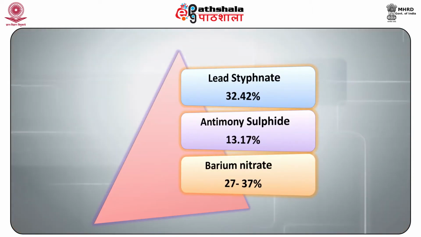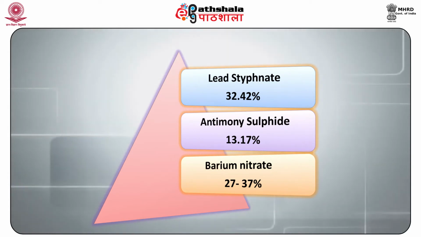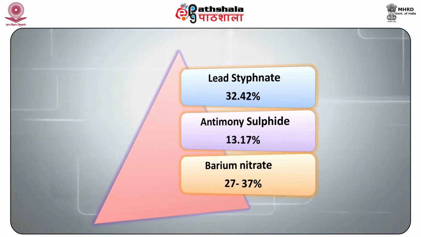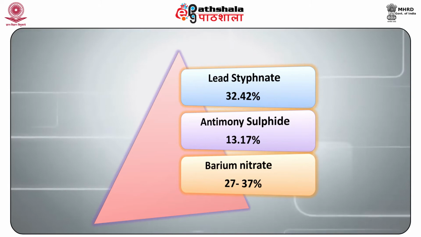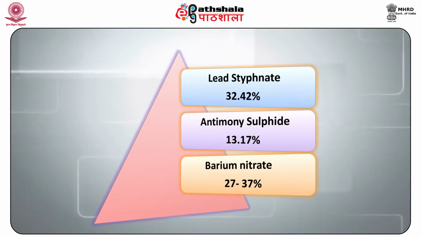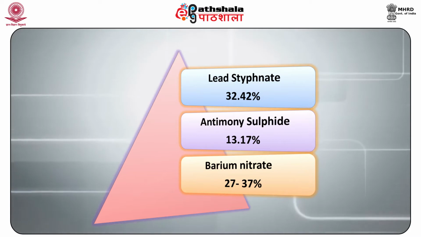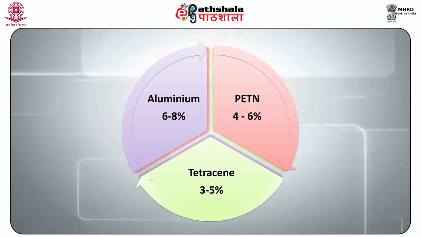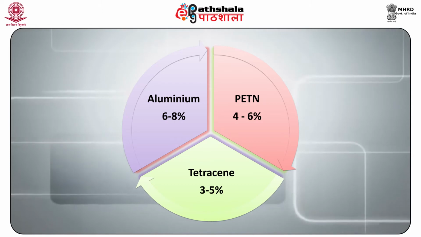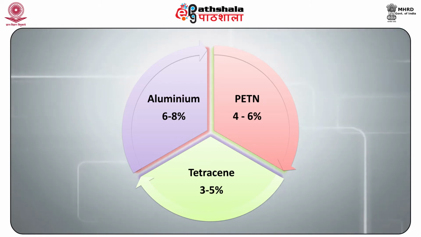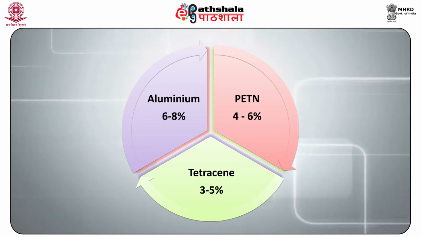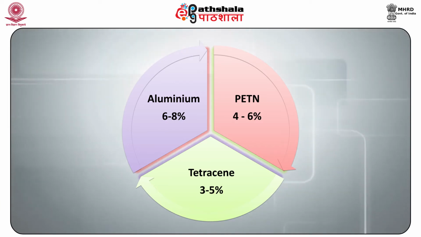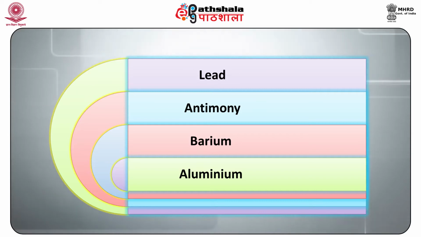Now in India, the new primer composition being used is lead styphnate in 32.42%, antimony sulfide in 13.17%, barium nitrate 27 to 37%, PETN 4 to 6%, tetracene 3 to 5%, and last aluminium in 6 to 8%. Thus, the elements present in the GSR would be lead, antimony, barium, and aluminium.